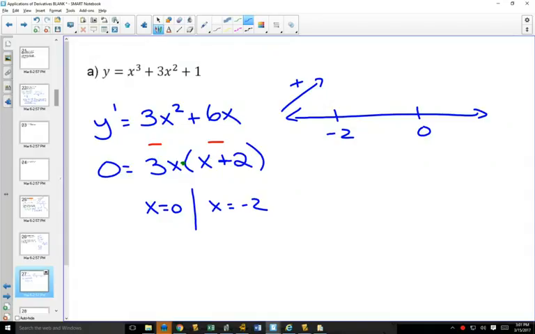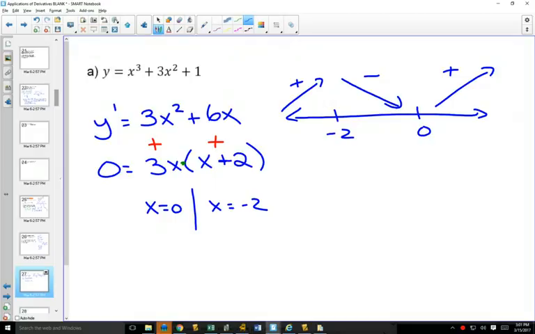Plugging in a number between -2 and 0, like -1. This first number is still negative, but now -1 plus 2 is positive. A negative times a positive is negative. I know in this section my graph is decreasing. And finally, something larger than 0. That'll make both of those sections positive. Positive times a positive is positive. It's increasing.